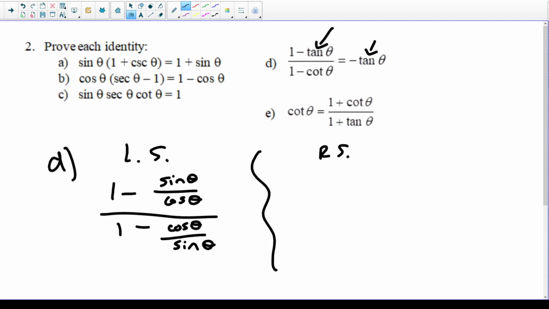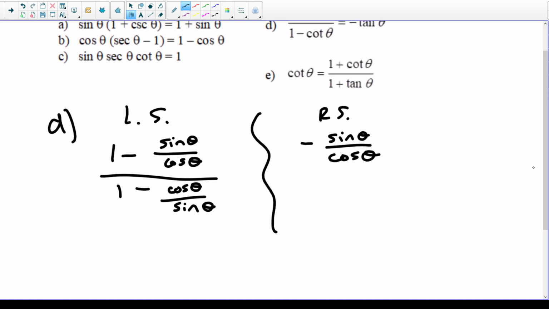And our right side is minus tan theta, which I could just leave as minus tan theta, but we'll write it in its, I guess, expanded form of sine and cos, sine over cos. Okay? So now I've got to get this side equal to that side. The right side is the simpler side, so I'm going to work on the more complex side. And what I'm going to do is find common denominators for both the top and the bottom. So I'm going to multiply the 1 here times cosine theta, top and bottom. And I'm going to multiply the 1 here by sine theta, top and bottom.